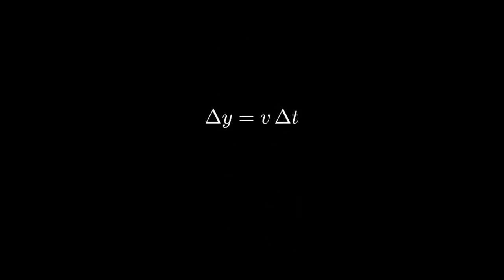And now we have an expression for delta y. So we can say that y prime is equal to y minus delta y, which is equal to y minus v delta t.